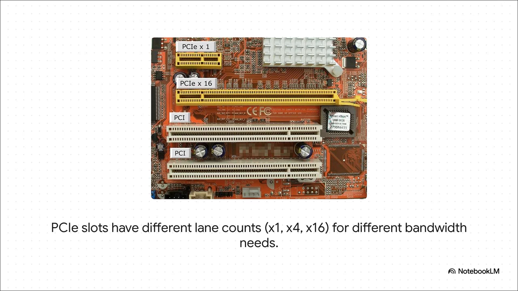And what's cool is that these PCIe highways come in different sizes, kind of like roads with different numbers of lanes. That little x1 slot, perfect for something that doesn't need much data, like a basic Wi-Fi card. But that big, long x16 slot, that's the 16-lane superhighway reserved for the most data-hungry component of all, your graphics card.